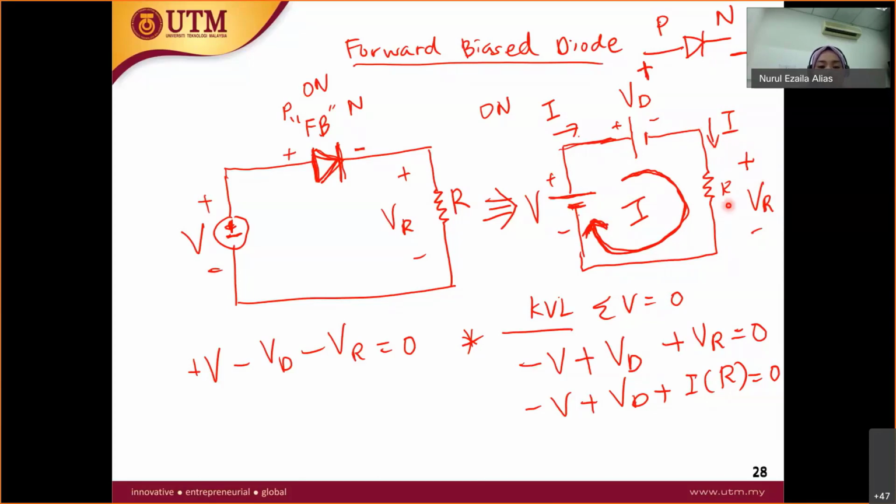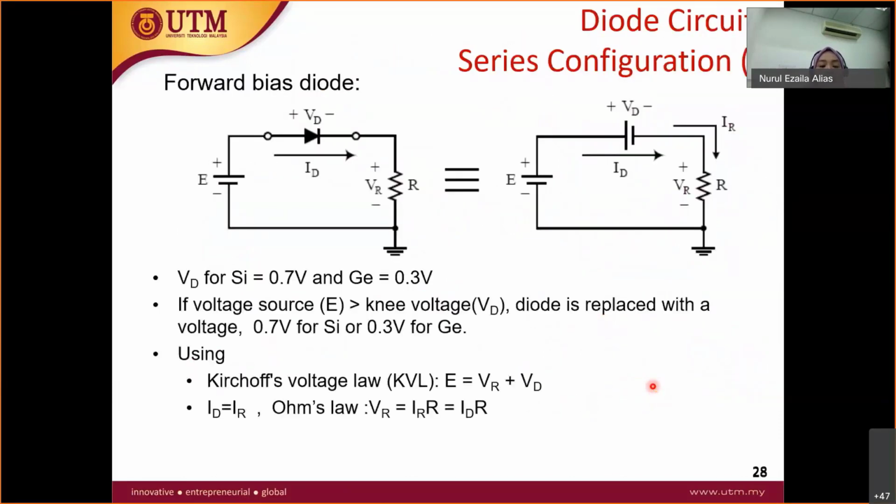So I times R equals 0. Remember that KVL means the summation of voltage equals 0. All right, so this is how you do it. And then from here, maybe they want current, so you find the VR first and then you find the current. This is the same thing I explained in the previous slide.